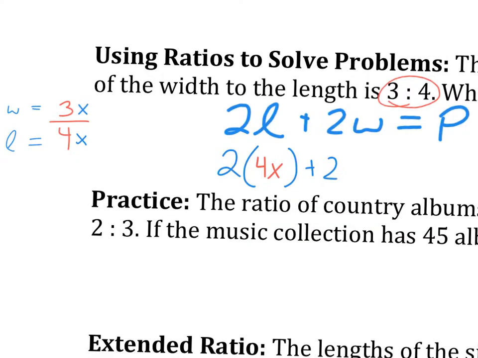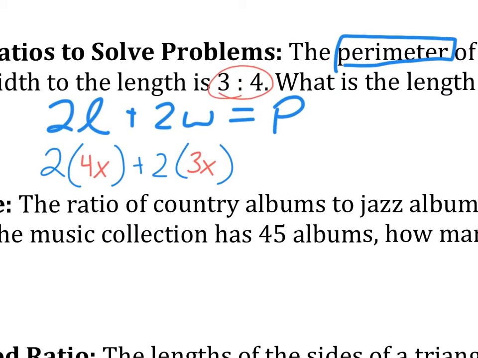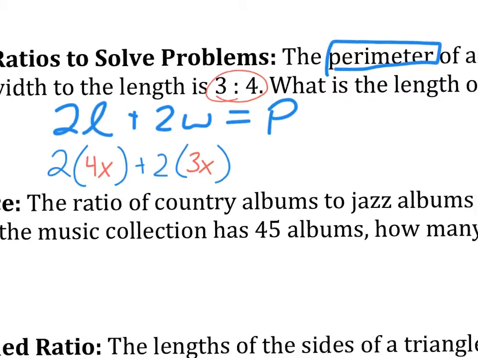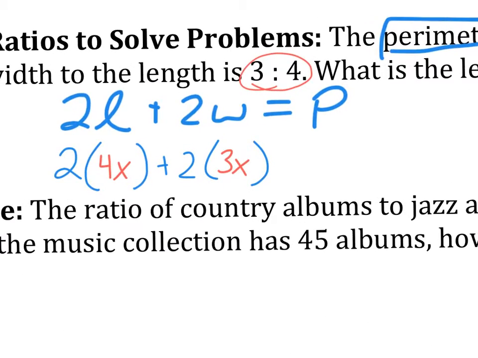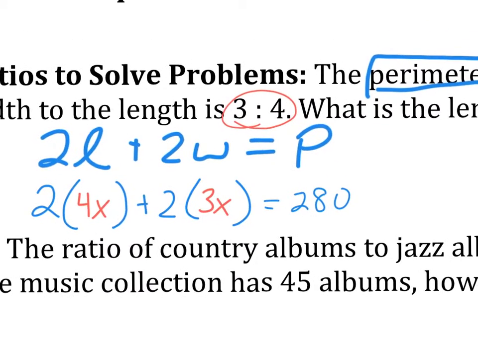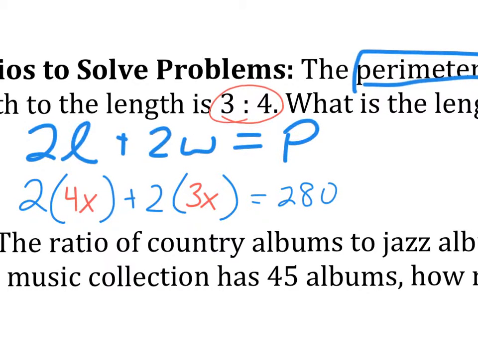Then, instead of bringing down the W, I'm going to bring down the 3x, like so. And the perimeter, they actually told me, is some great number, 280. I'll temporarily ignore the centimeters and bring that back in a minute. So now we just use our algebra skills to double things here. This is 8x. This is 6x.